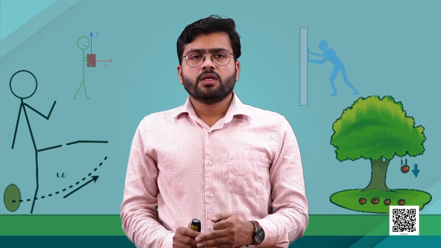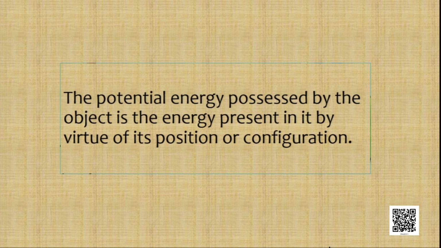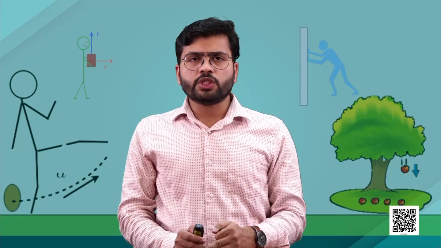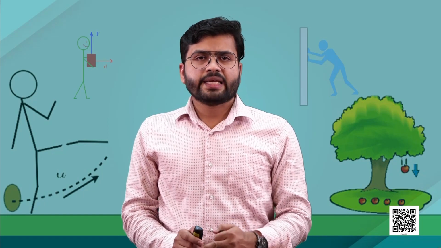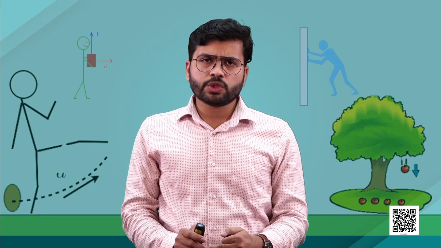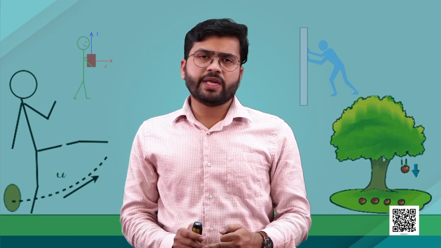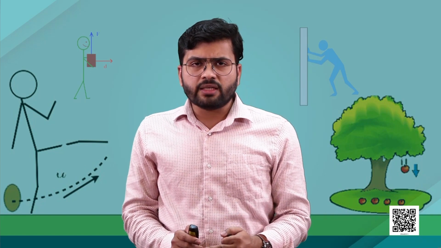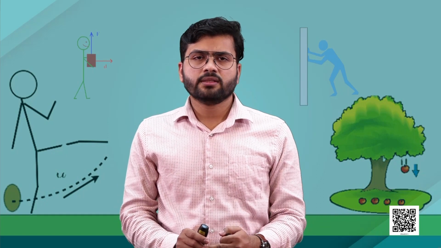Now, the potential energy possessed by the object can be defined as the energy present in it by virtue of its position or configuration. So, the position at which that object is or the configuration of that object gives us an idea about its potential energy. Now, dear students, we will try to find an expression for the energy acquired by an object when it is raised to a certain height.